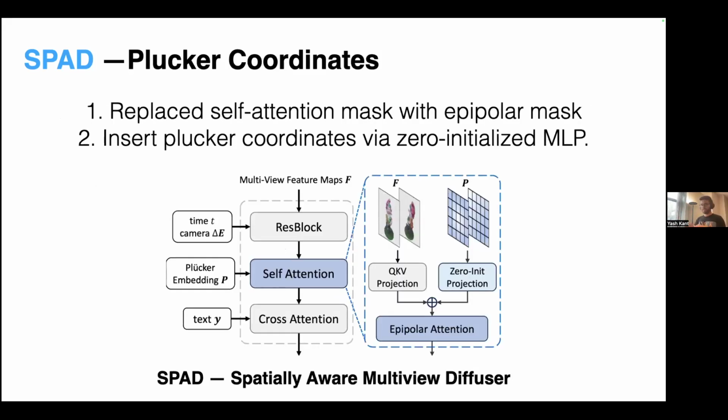So inspired, we basically made these two changes. We replaced the self-attention mask with an epipolar mask, so we constrained where every pixel can look in the other images. And the second one was inserting Plucker coordinates. And we push these Plucker coordinates through a zero initialized MLP. And what that does is it basically initializes our network as an identity, so we cannot break anything when we start training.